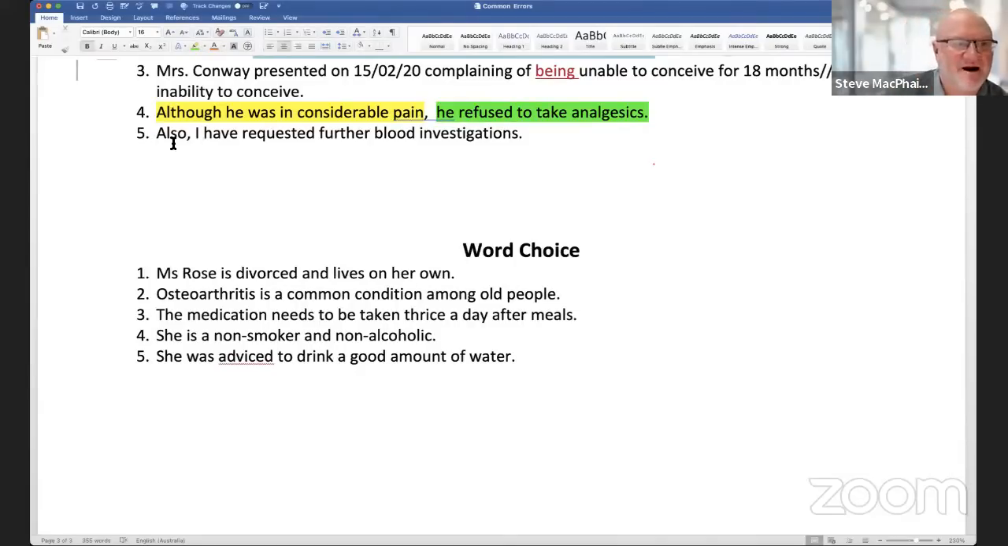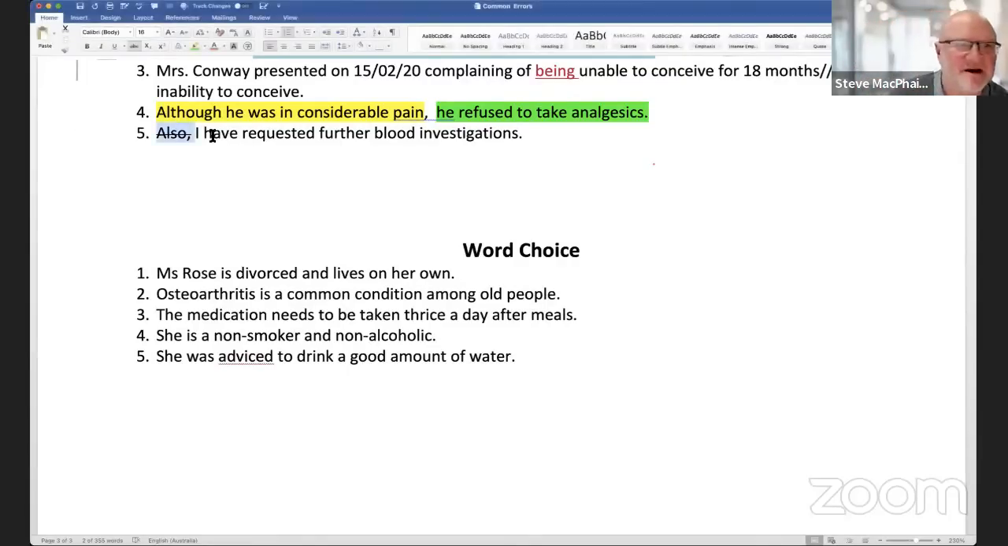Last one, 5. Also, I have requested further blood investigations. Again, a very common error. And it's to do with the placement of also. It doesn't belong here. Where would you put it, everyone? Where would you put also? Also, I have requested further blood investigations. No, not so much a comma error there. Oh, Jelly Rose got it.